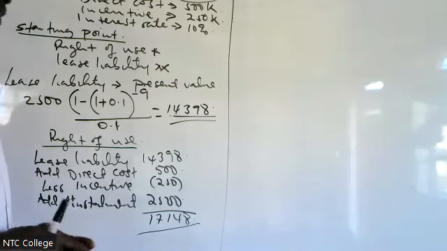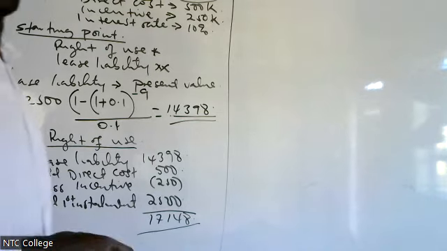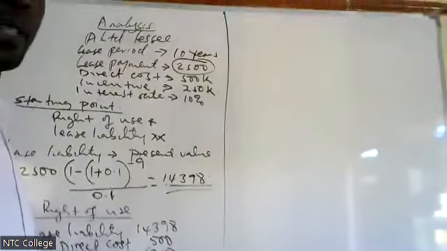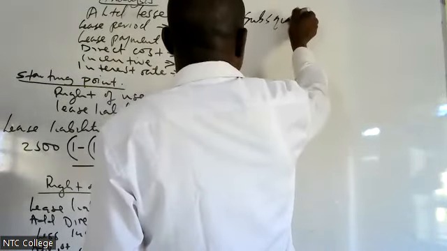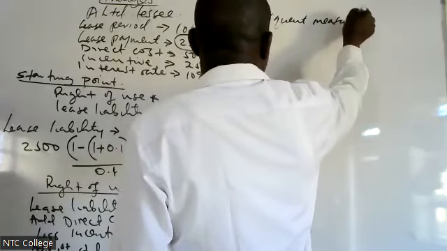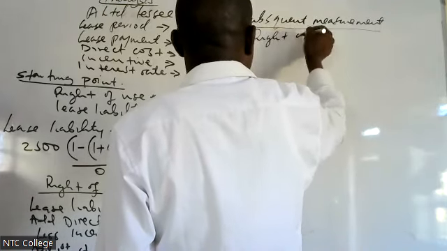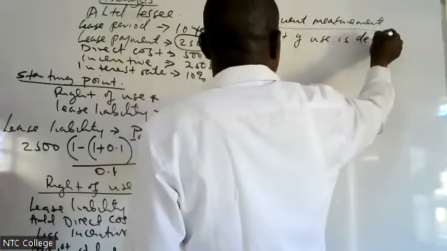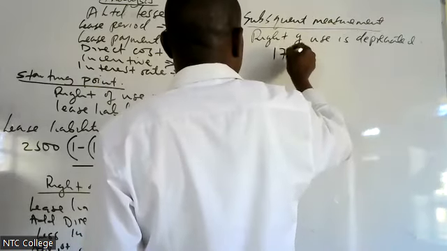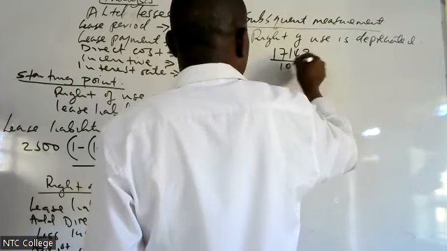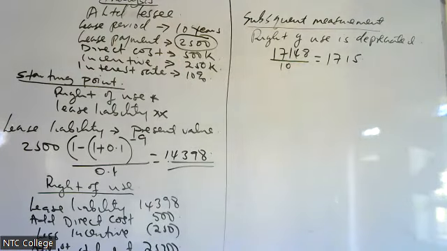Now we go to subsequent measurement. In subsequent measurement, the right of use is depreciated. Therefore, let's depreciate the right of use. I will take 17,148 divided by 10 years, which is 1715. That is my depreciation each year.